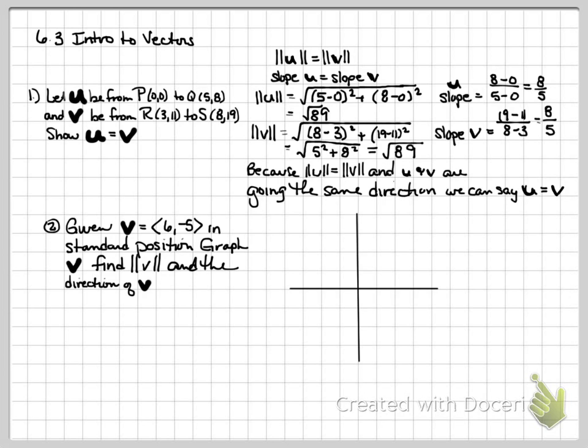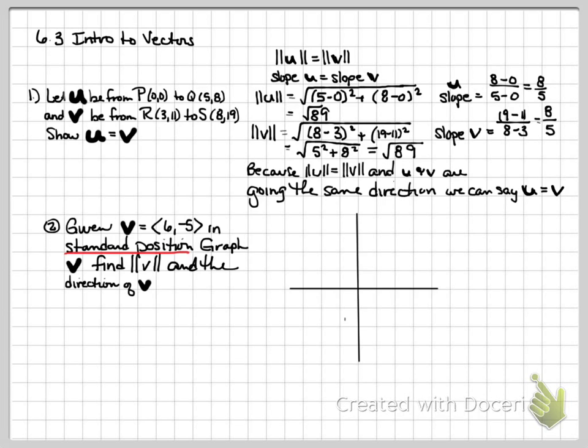Alright, so let's go down to the next one. It says given that vector v is <6, -5>. Now this is component form here. So it tells me I'm going 6 in the horizontal, -5 in the vertical. And in standard position. That standard position is very important. That means the initial point of my vector is going to start at (0, 0).